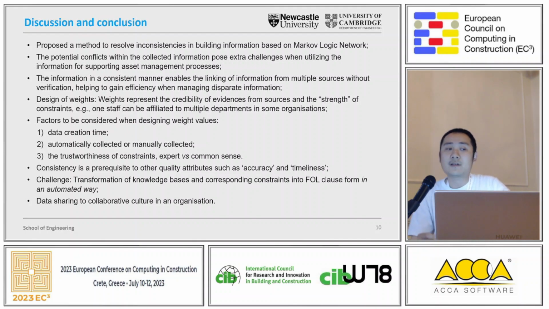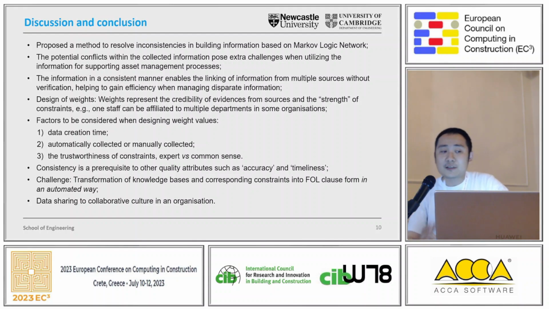The important thing for the methodology is the design of the weight. The weight represents how credible the information or fact is, and also the strength of the constraints. For instance, in the example that I gave, if one staff could be a member of both departments, then the weight of the third constraint becomes zero, because that's not true.